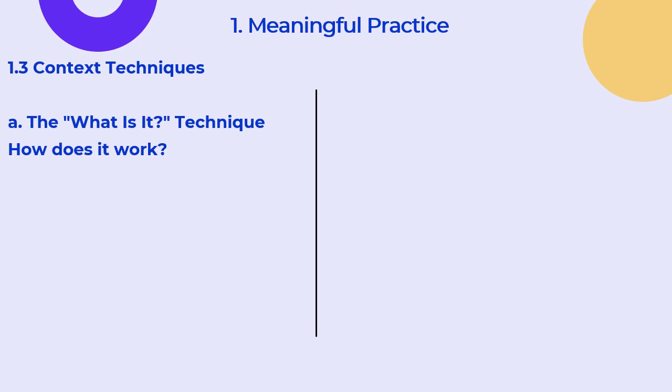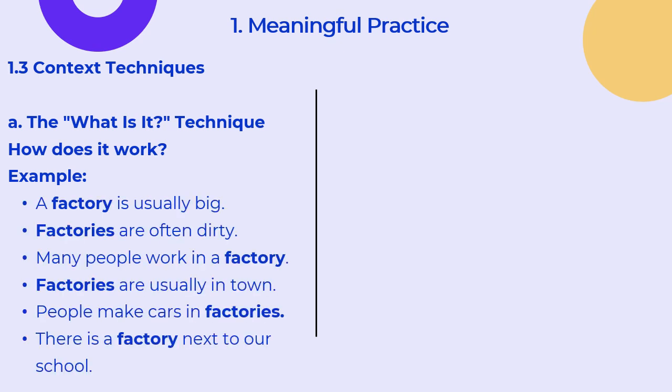In this technique, you write several sentences containing the target word, which is factory. From something that is so general, as you can see here, a factory is usually big, factories are often dirty, which don't really give much for students to work on here. To something that is so specific, like people make cars in factories, or there is a factory next to our school, for example, if there is one. These should now give them more to try and figure out what we mean by the word factory.